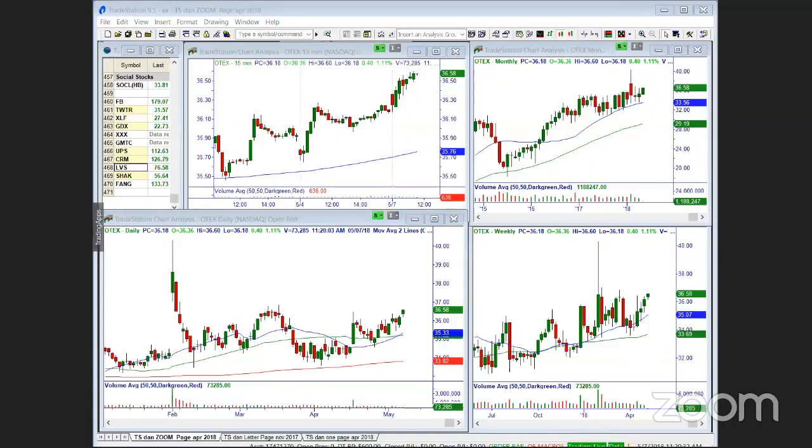And SPY's retesting the high here after that dip. So, almost 11:30. We'll see what happens during the doldrums.